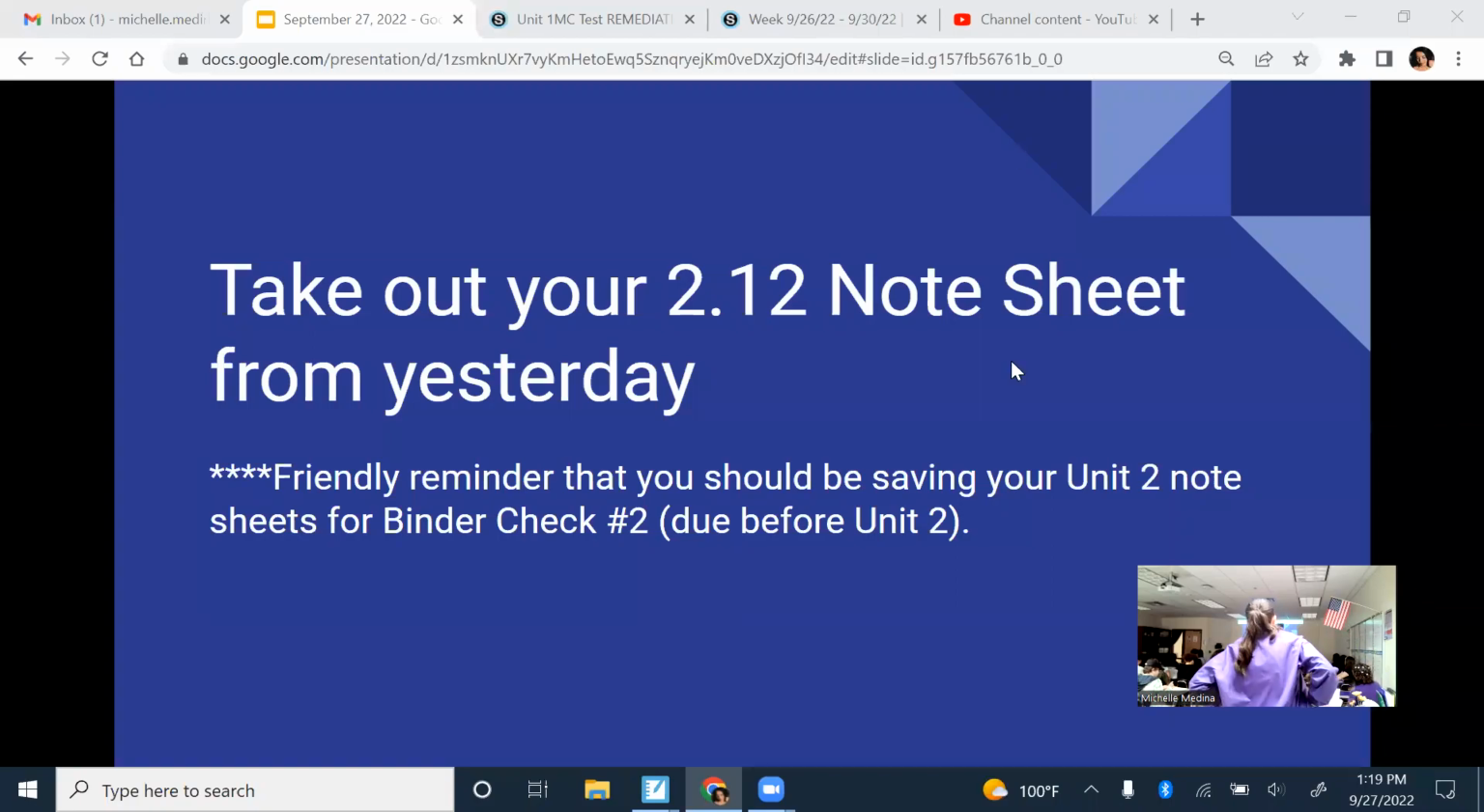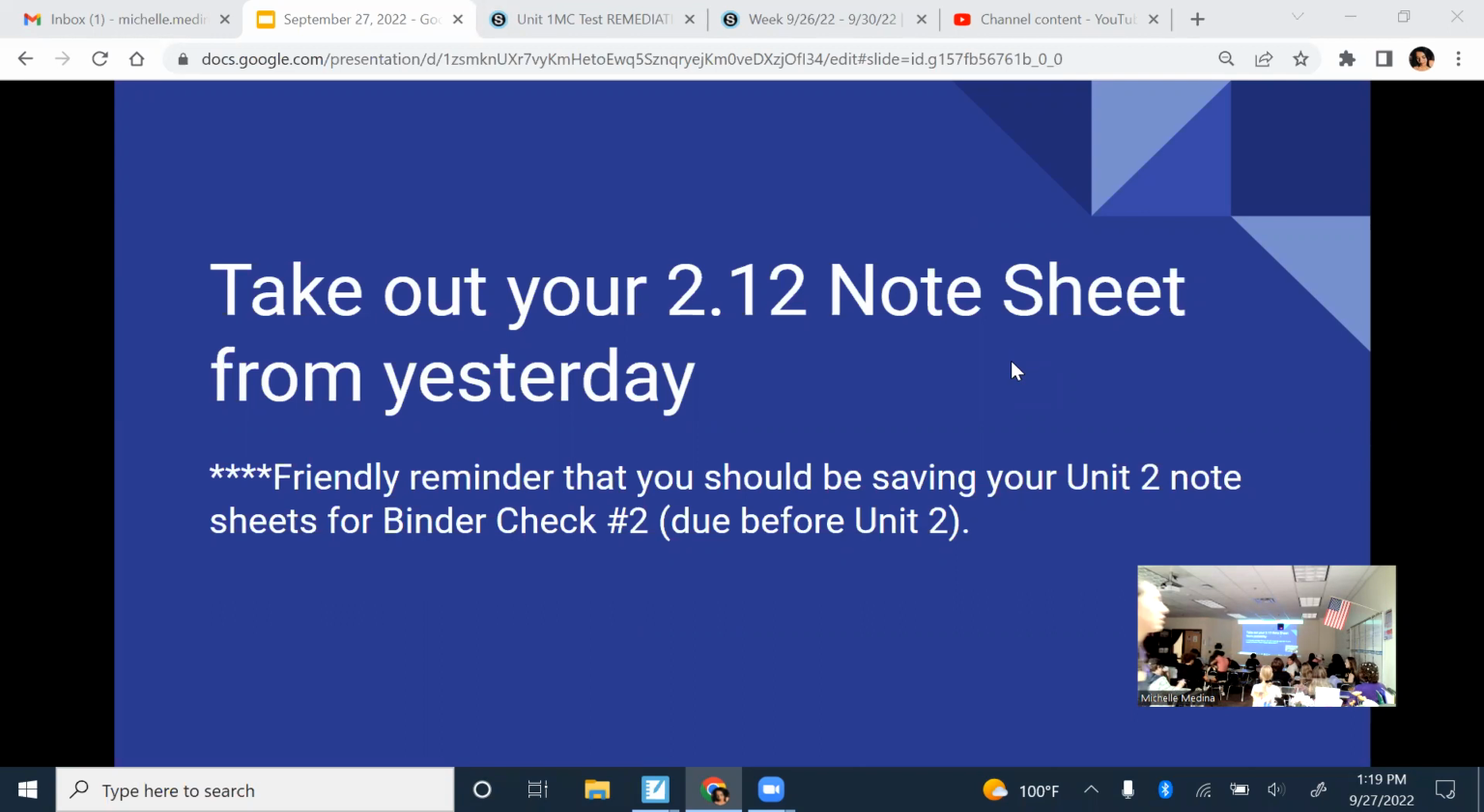So you should all have the note sheet from yesterday unless you were absent, and you can come get it from me. And you need to be saving all of your note sheets for your binder test. That goes in the assessment category. It's not supposed to hurt you. It helps more kids than it actually hurts them. So I'm going to continue to put it into the assessment category.